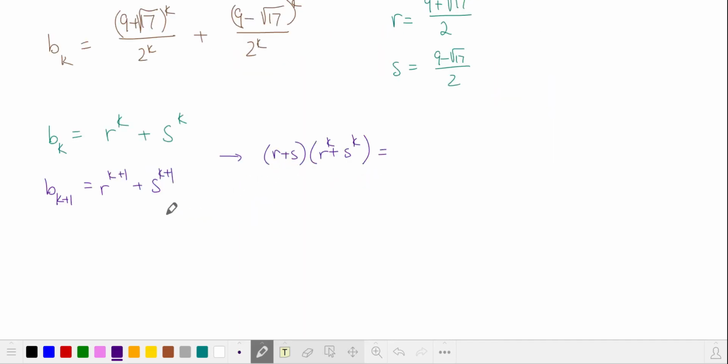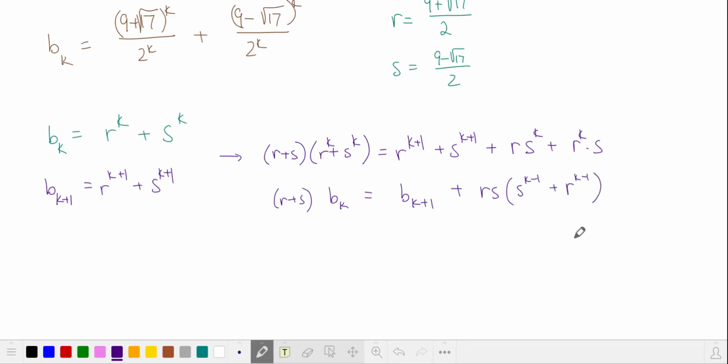Let's see what happens when we do that. When we multiply this, we get the terms that we want, r to the k plus 1 and s to the k plus 1. But we also get r times s to the k and r to the k times s. We can factor out r times s from these last two terms, and we get the sum of r and s raised to the k minus 1 power. And this is b sub k minus 1.